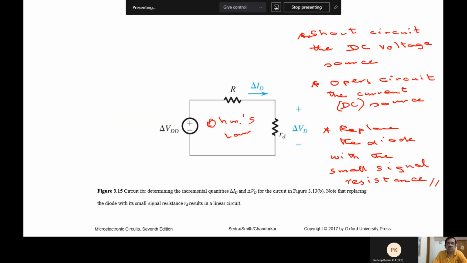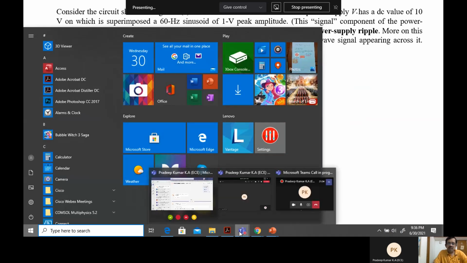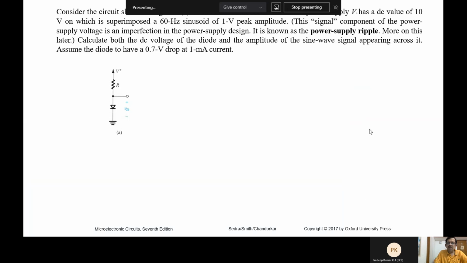Let us exemplify through a problem. Okay, so there is a circuit here, the given circuit. Let me read it for you quickly. The R value is given to be 10 kilo ohm.